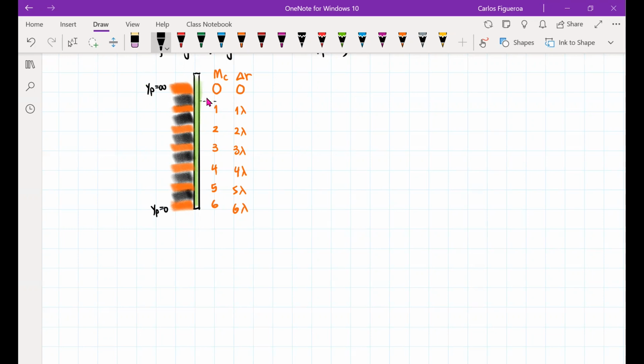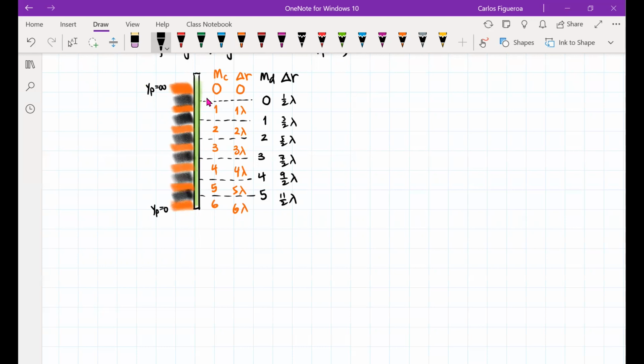Now let's do the darks here. So if I look at this thing, what do I see here? Here's my MD value. So MD value starts off at 0, then it goes 1, 2, 3, 4, and 5. And then associated with this is their path difference. So their path difference here should be half a wave, 3 halves, 5 halves, 7, 9, and finally 11 halves of a wave here.